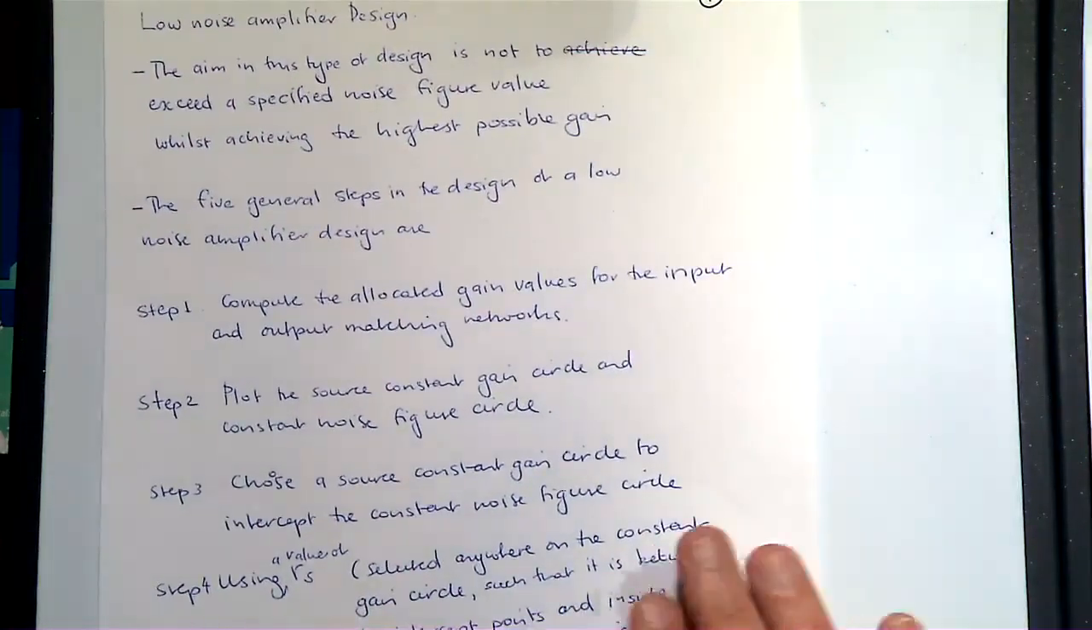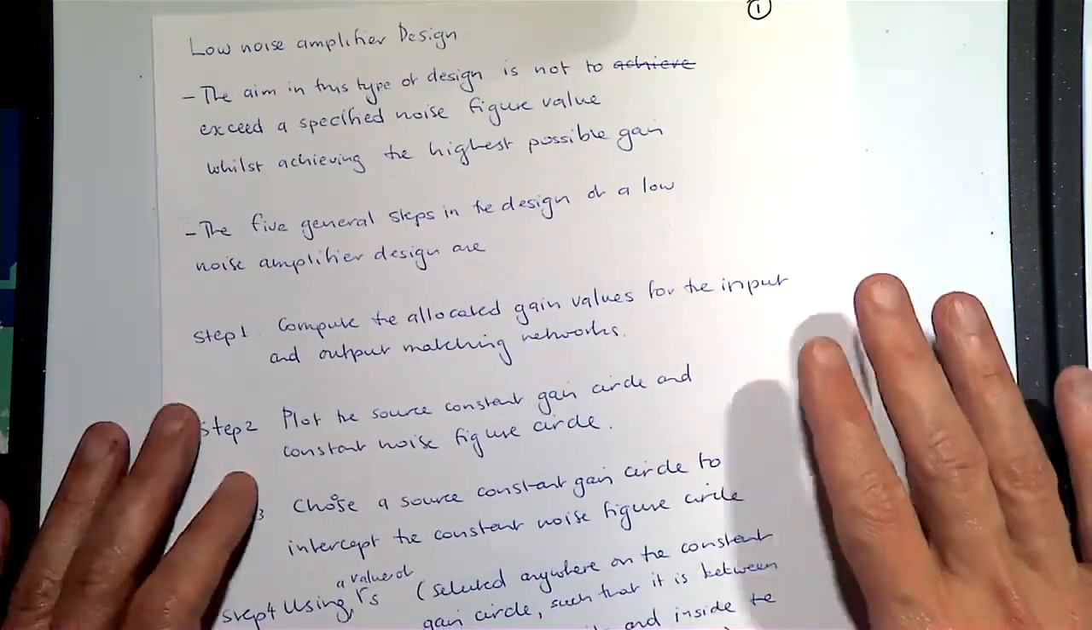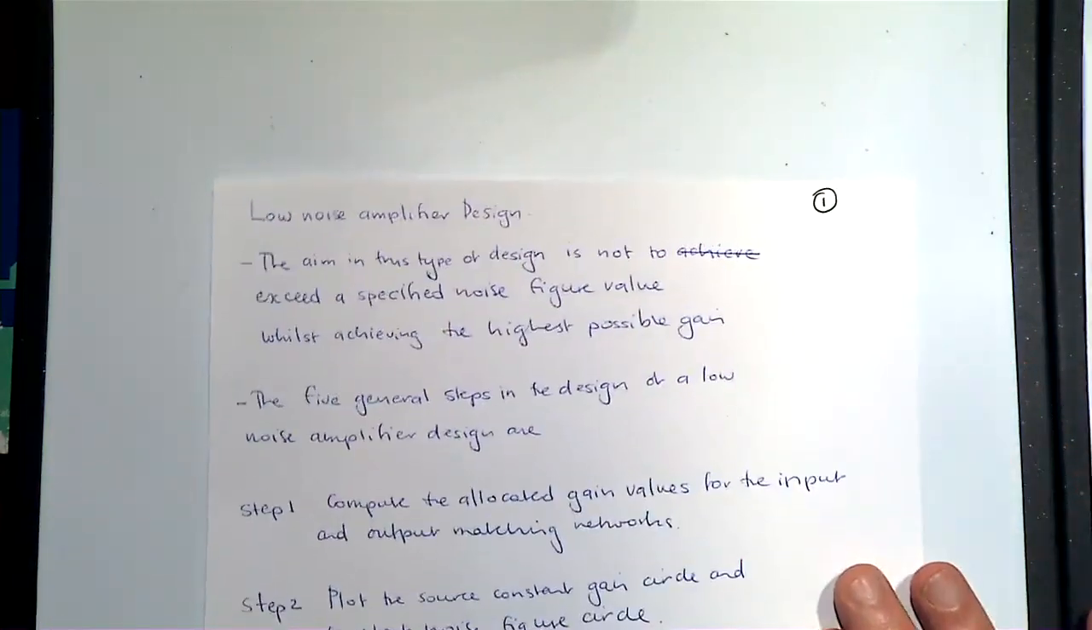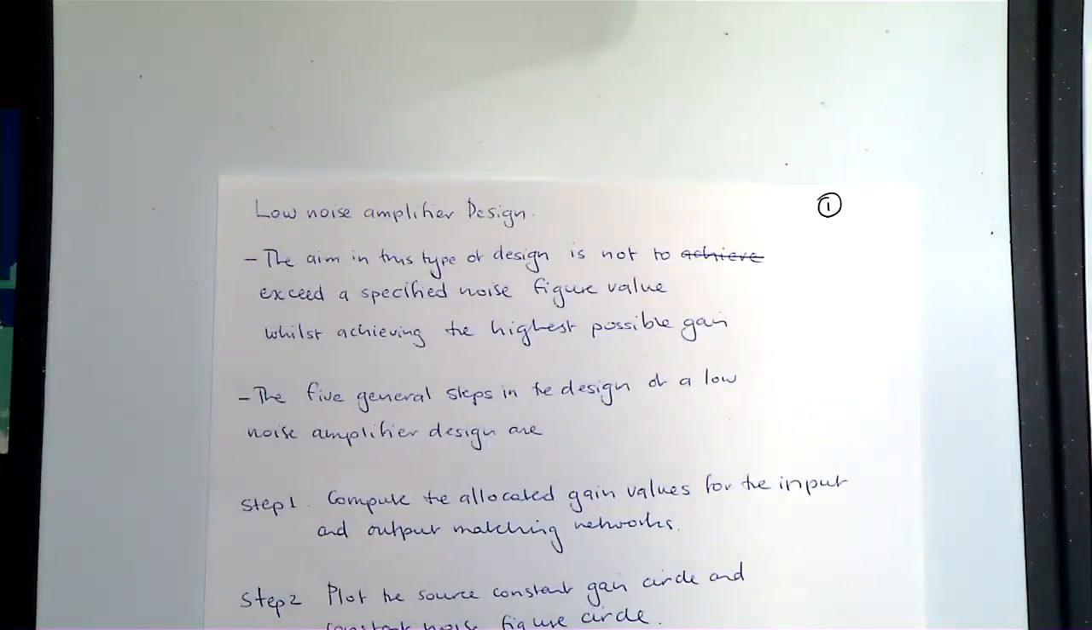the aim here is, we saw that going for maximum gain doesn't necessarily give us the best noise figure, and sometimes it can be a complete disaster, as we've shown in the previous example. So the aim here is, what is a process that we can actually use in order to design an amplifier which has reasonable gain, but also some desirable noise characteristics?